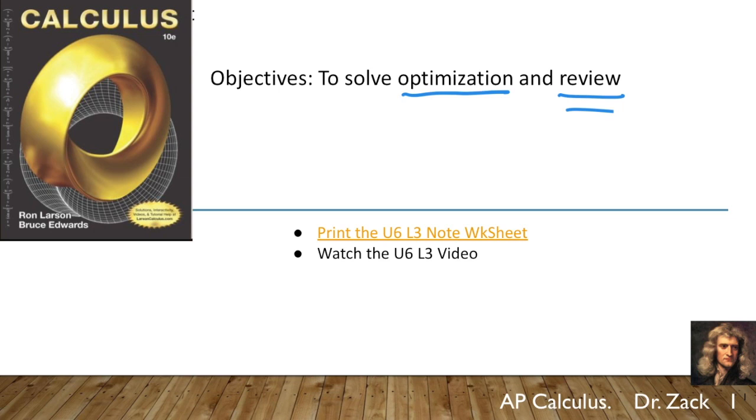The purpose of today's lesson is to give you an opportunity to practice your optimization problems and to review for that midterm exam. So take the time, complete the Unit 6 Lesson 3 notes to the best of your ability. Afterwards, go through and check your answers that will be provided on the video. So turn the video off, complete as many problems as you can, and then come back and check through some of the answers.